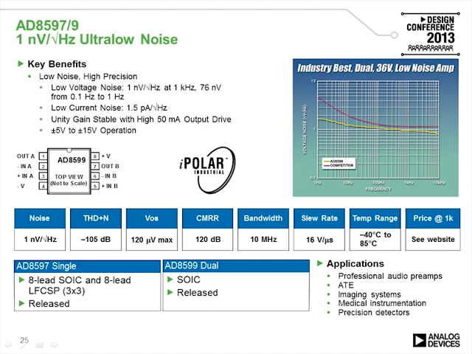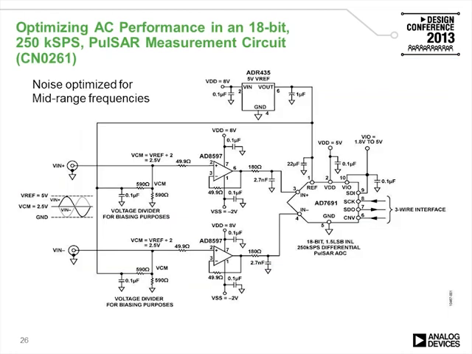Another example is the AD8597 and AD8599. These are 1 nanovolt per root Hz ultra-low noise amplifiers with an ultra-low 1/f corner. This is very low noise at a very high precision. A current noise of 1.5 picoamps per root Hz, and unity gain stable with a high output drive up to 50 milliamps.